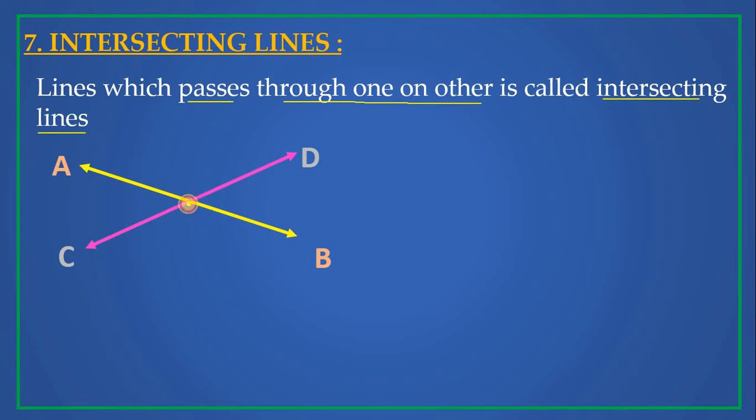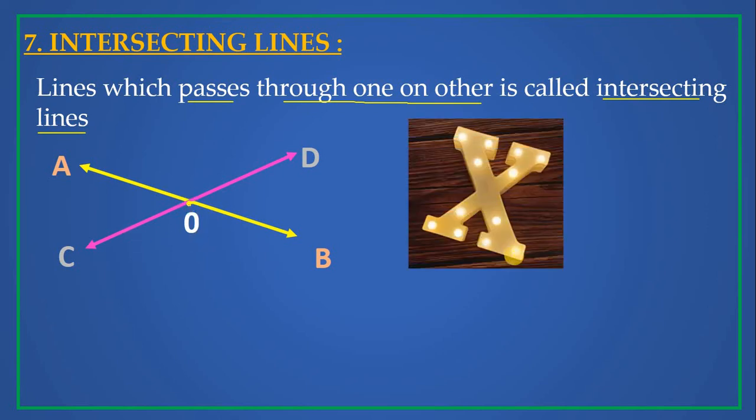pass through one another here. At this point they cross each other. This point I am naming as O. So now I can say that AB and CD are intersecting at O. Hence these two lines we can call intersecting lines. Take the English letter X. In letter X, two lines are intersecting. Similarly, an open scissor is also an example for intersecting lines. Two lines we can see there as intersecting.